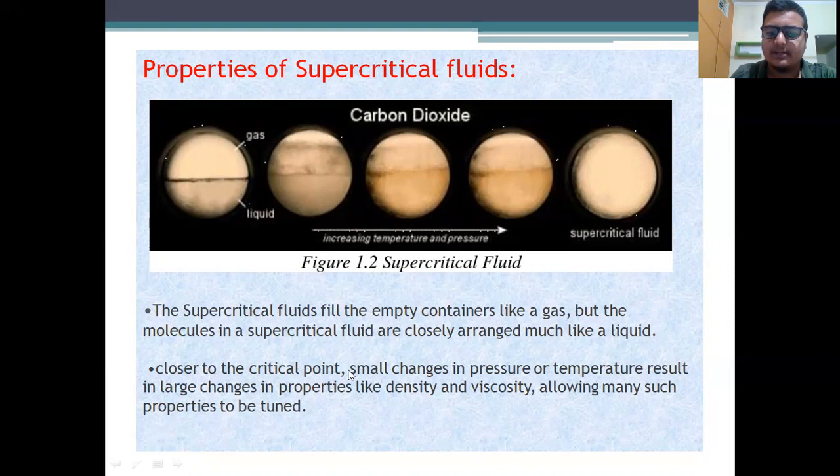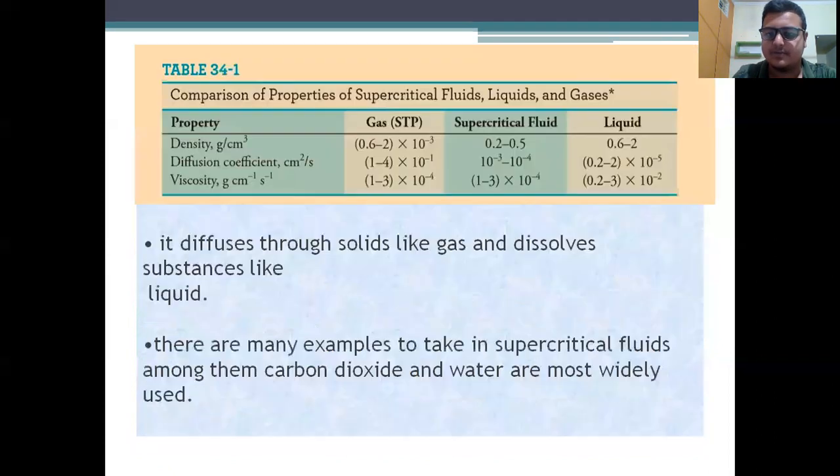So the closer to the critical point, small changes in pressure and temperature result in large changes in properties like density and viscosity, allowing many such properties to be tuned. This is one of the advantages and main properties of supercritical fluids, that we can tune the viscosity and density according to our wish to perform the supercritical fluid extraction. So by altering the temperature or the pressure, we can increase or decrease its density or viscosity according to our wish. So let us compare its properties with gas and liquid.